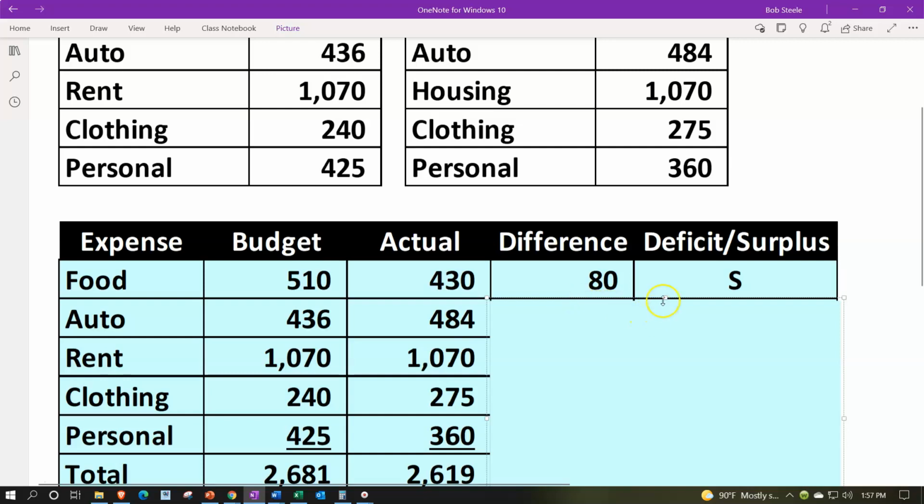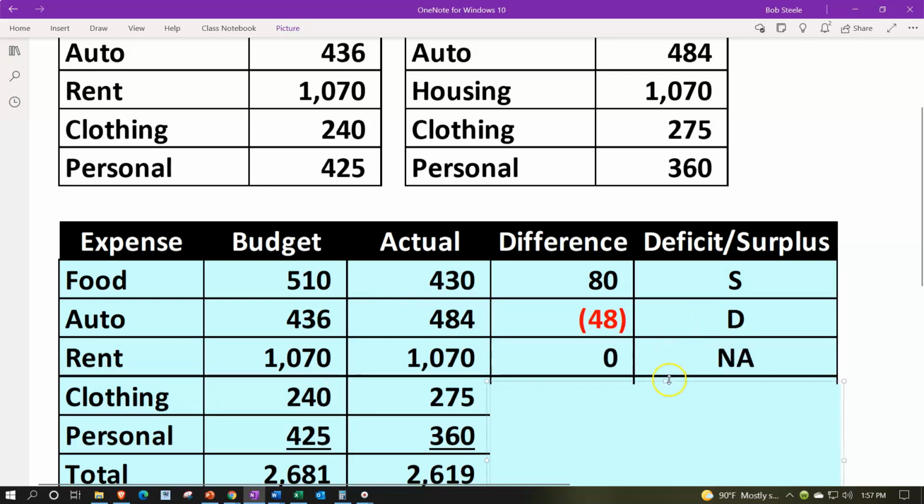And so that would be the general concept. So we got the auto expense was at the 436 for the budget. We spent the 484, so we were over on the auto expense, which we're going to say is a deficit in this case, so that would be bad. The negative numbers are bad the way it is set up here.